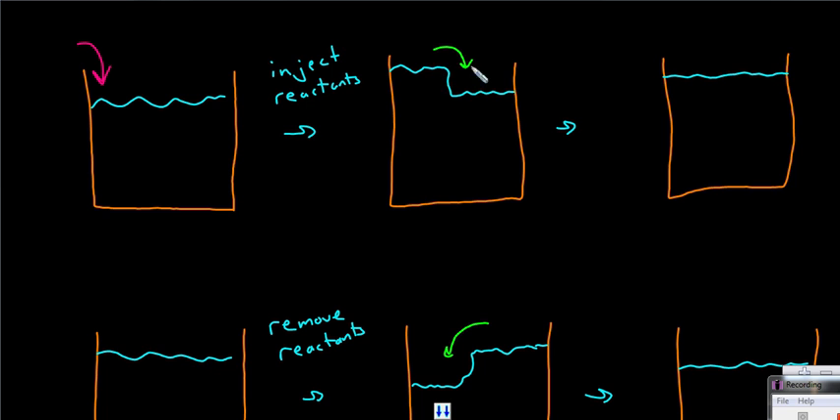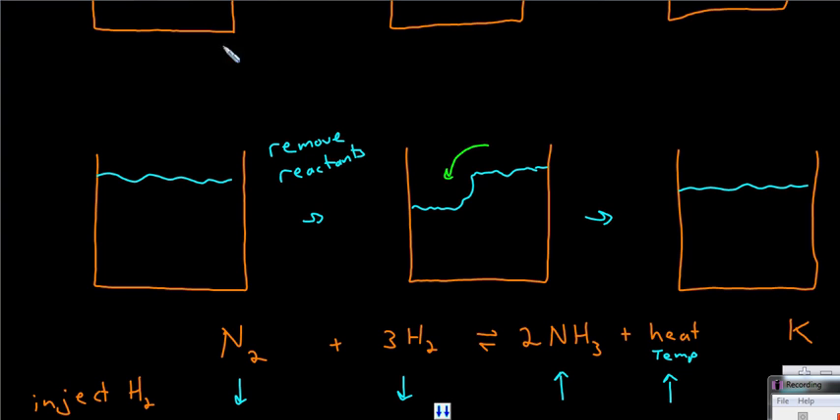However, the system will readjust to reduce that stress, and so it will shift water from the left to the right until a point of equilibrium is reached again, where the amounts of water on the left and right are no longer changing. Similarly, if you were to remove reactants, if you were to scoop some water out of a bucket, then water would have to flow from the right to the left. And that would occur until there would be a new height of your water and a re-established equilibrium.